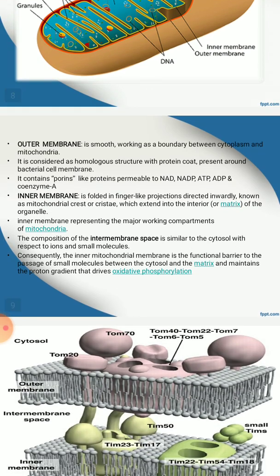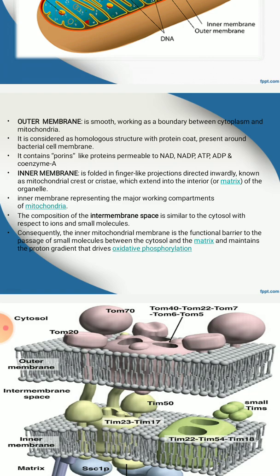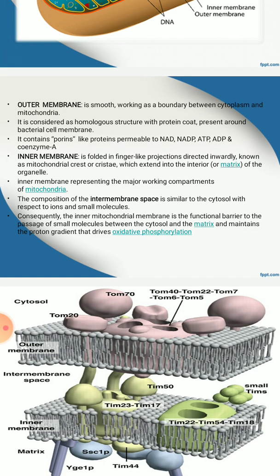Outer membrane is smooth, working as a boundary between cytoplasm and mitochondria. It is considered a homologous structure to the protein coat present around the bacterial cell membrane. It contains porin-like proteins permeable to NAD, NADP, ATP, ADP, and coenzyme A.